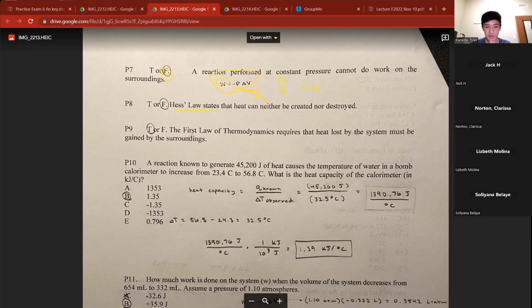And then nine, true or false, the first law of thermodynamics requires that heat lost by the system must be gained by the surroundings, which is true. It's just the first law of thermodynamics. And yeah, that's pretty much all the true and false. Just study your notes, that's it, and memorize. It's not that bad, honestly.